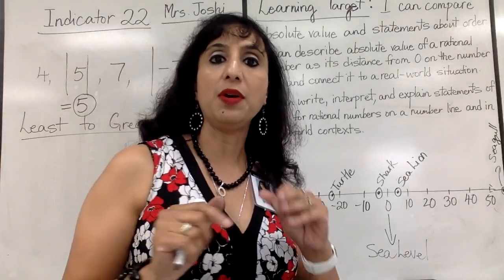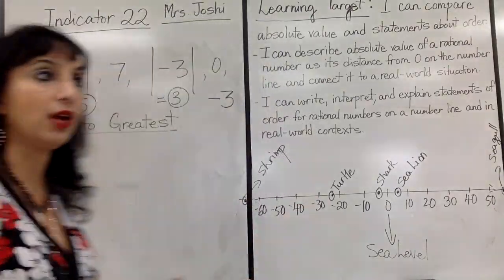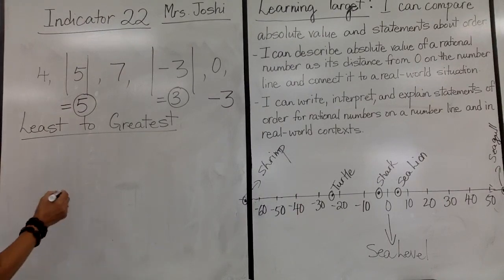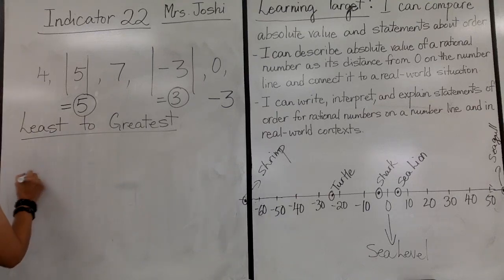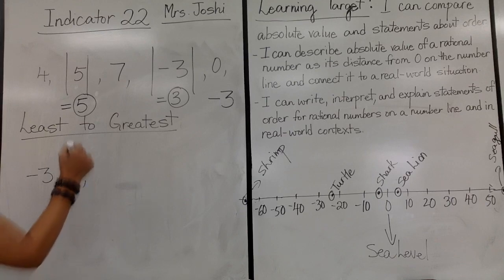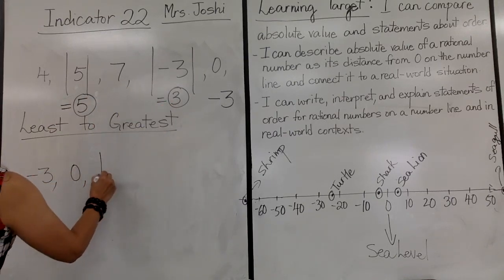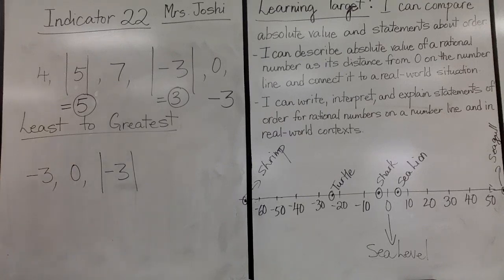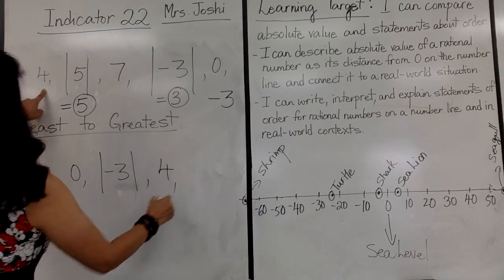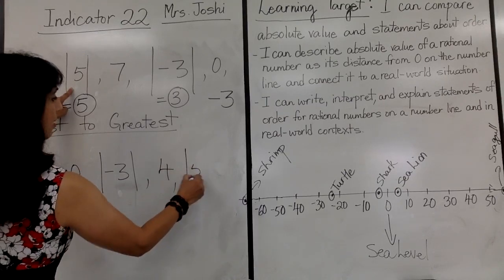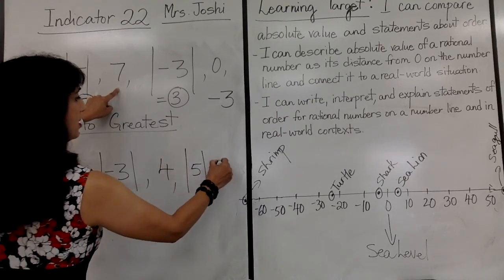Now, think about it. If a number is more to the left, it is smaller. Okay? So if I'm looking at these numbers, the smallest number, because it's going to be less than 0, which is a negative number, is -3. Then I have 0. Then I know that the absolute value of -3 is 3. So this is my next number, because this is actually 3, the distance. All right. So this is the next. Then I have the number 4. Then I have absolute value of 5. And then I have 7.